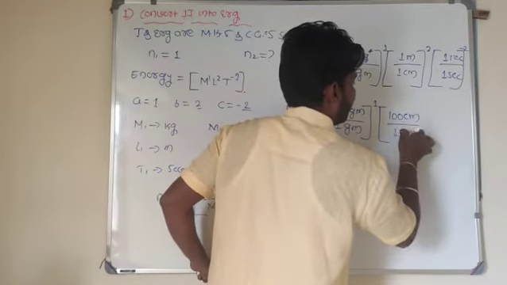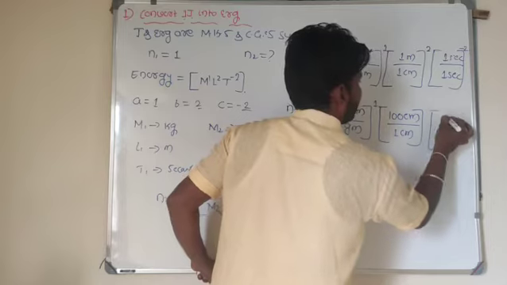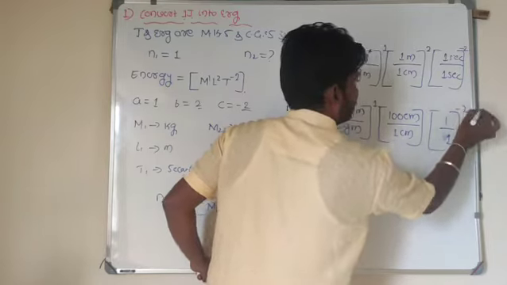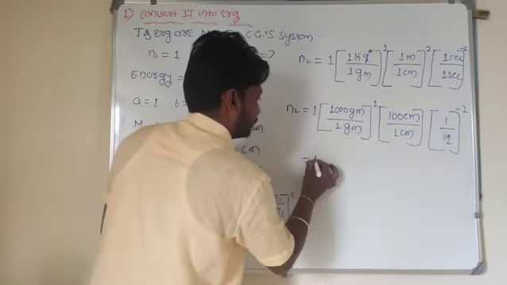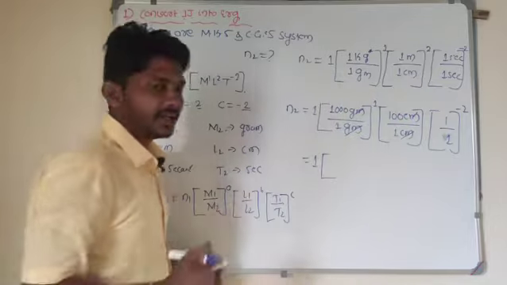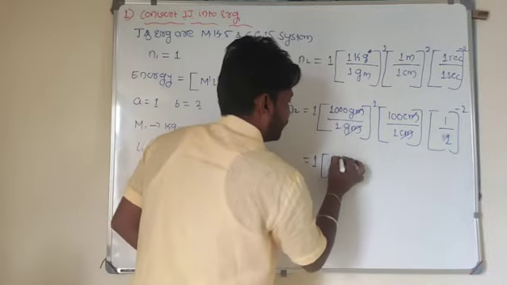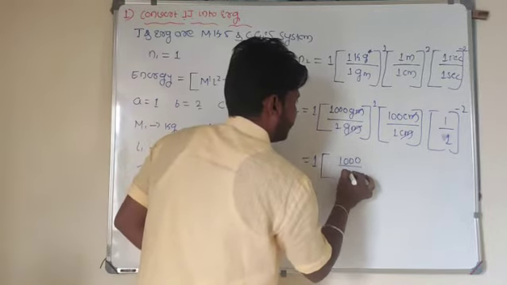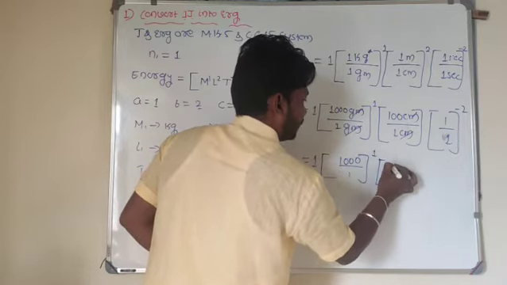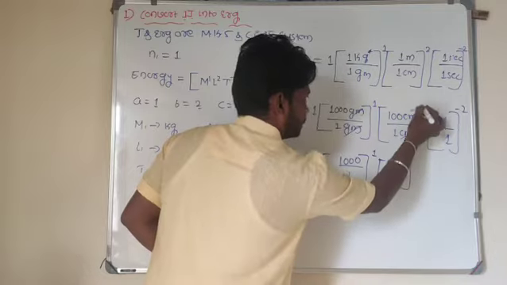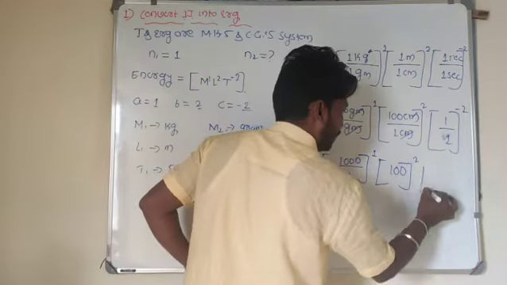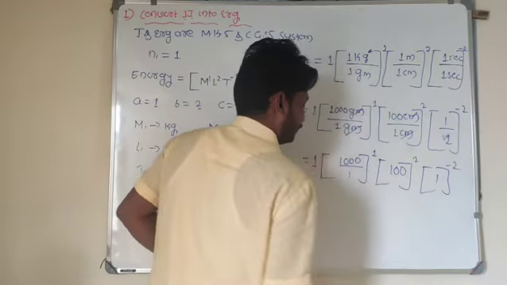This is in the denominator 1 centimeter. So here also 1, and here also 1 to the power of -2. Look at here. The unit will get canceled out here. Here that 1000 is there, divided by 1 whole to the power of 1. Here that 100 is there, so to the power of 2 is there. And here 1. Okay.